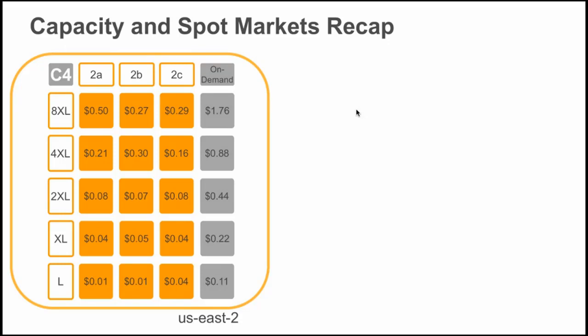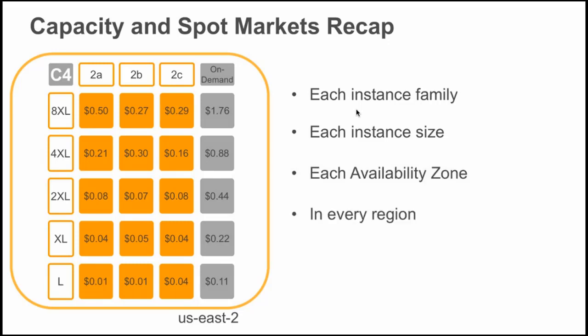So if your workload is using a C4 2XL and it turns out that availability zone 2B got too expensive, you can simply switch to 2A or to 2C and use that to get the lowest price. So these are all, again, fluctuating in real time. You can see the static on-demand prices on the right. But if you look, you'll see significant average savings off of that on-demand price when you compare it with the spot market. So just to recap that, each instance family, each instance size within those families, each availability zone in every single region is a separate spot market.